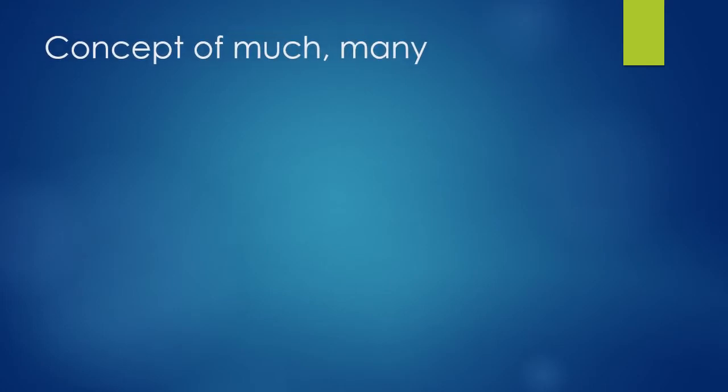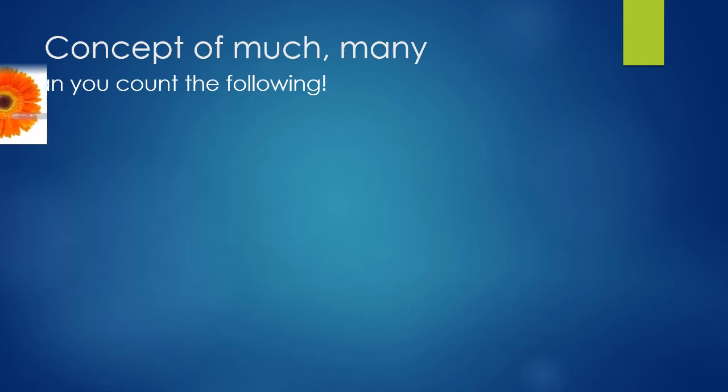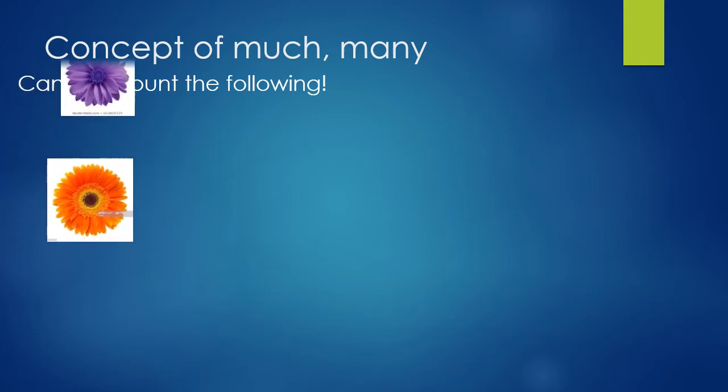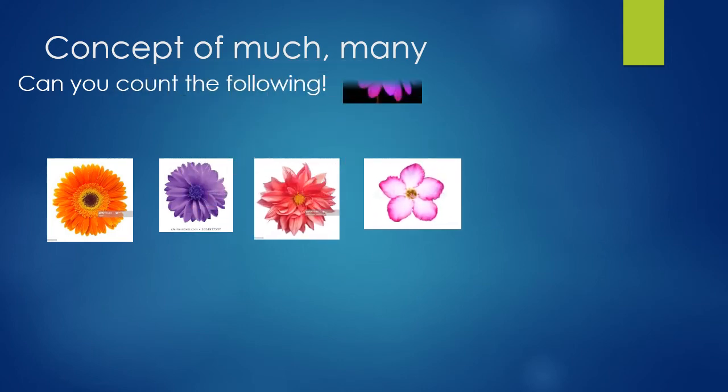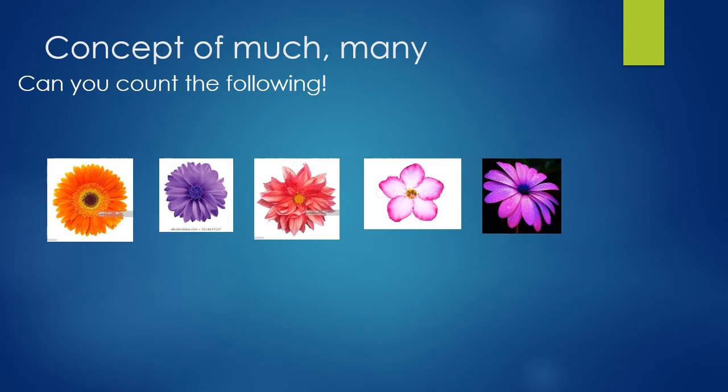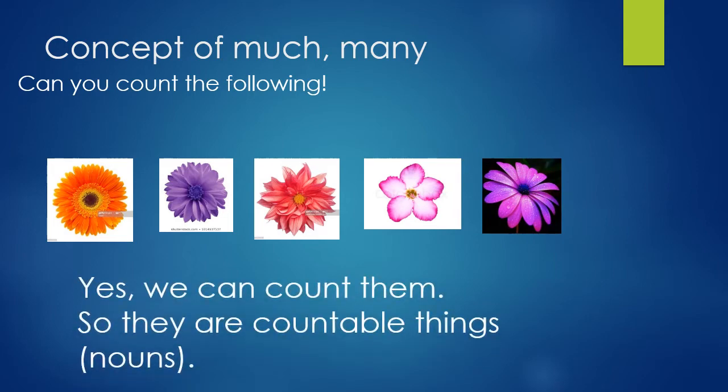I'll give you more examples to clarify the concept of much, many. Can you count the following? 1 flower, 2, 3, 4, 5. Yes, we can count them. So they are countable things. They are countable nouns.